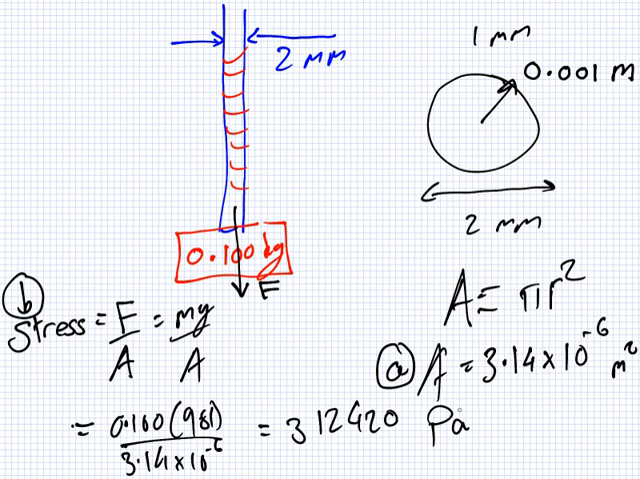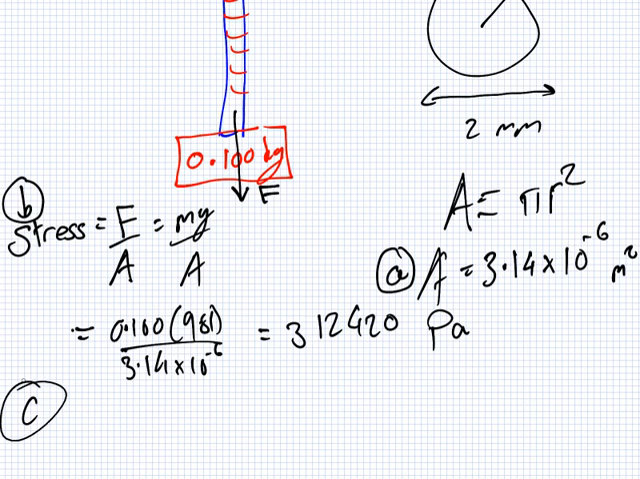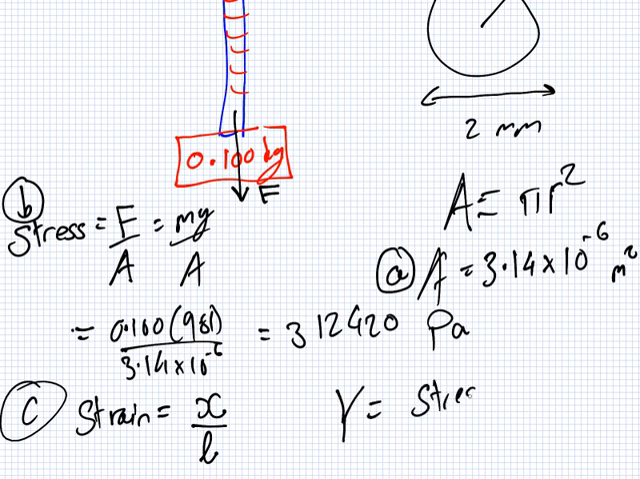Okay. Part C. What do I want next? What is the strain on the wire? So the strain is the extension divided by the natural length. Now, we shouldn't really use this formula, because do we know the extension? No. Do we know the natural length? No. So what we could use is this formula, Young's modulus equals stress over strain. Because do we know the stress? We do. And what material is this? Copper, wasn't it? Yes. So we know the Young's modulus for copper.